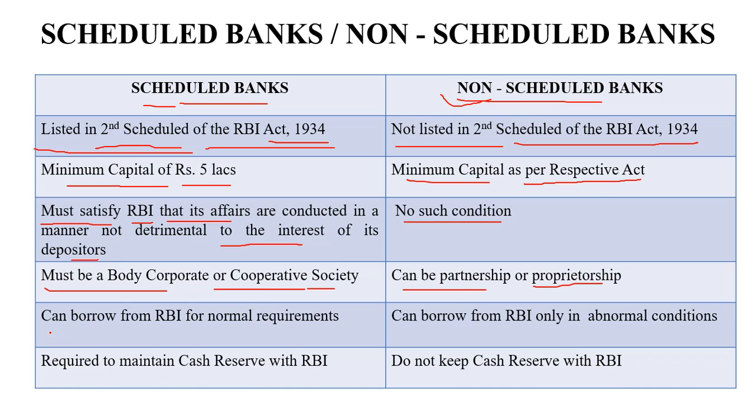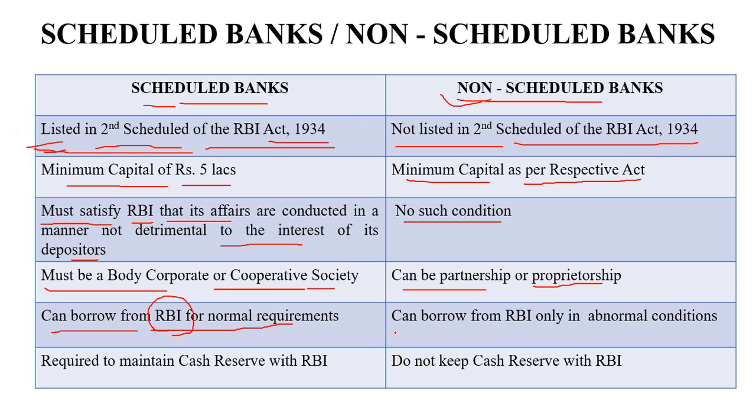Scheduled banks, they can borrow money from RBI for normal requirement. If any scheduled bank, if any commercial bank or private bank or public bank, if they need any money, they can borrow from Reserve Bank of India. Why? Because they are listed in the second schedule of RBI Act 1934.